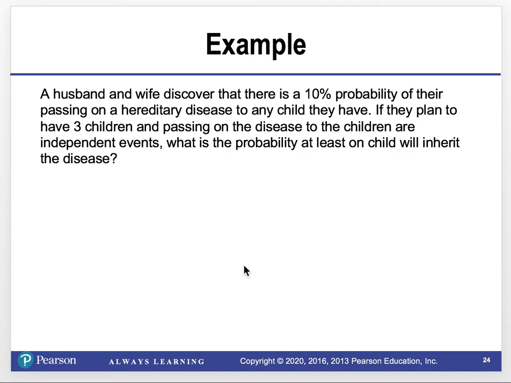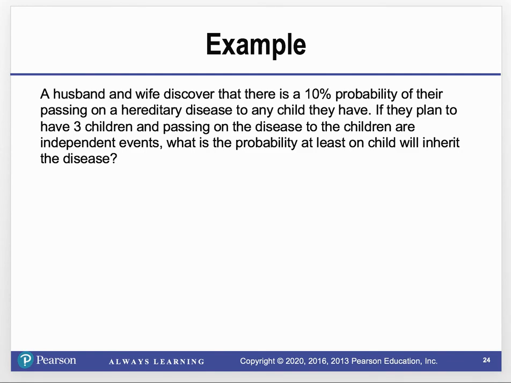Okay. A husband and wife discover that there is a 10% probability of their passing on a hereditary disease to any child they have. If they plan to have 3 children and passing on the disease to the children are independent events, so one child having the disease has no bearing on another child having the disease. What's the probability that at least one child will inherit the disease?